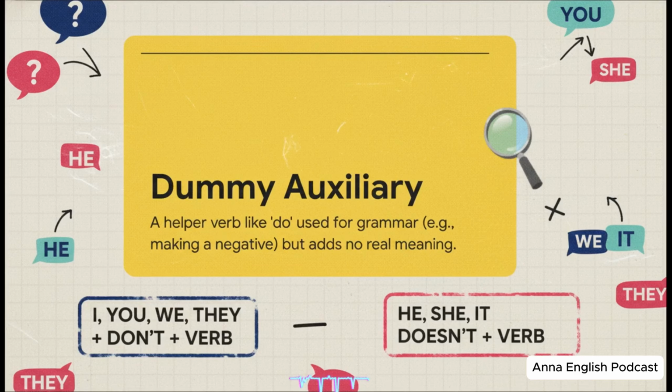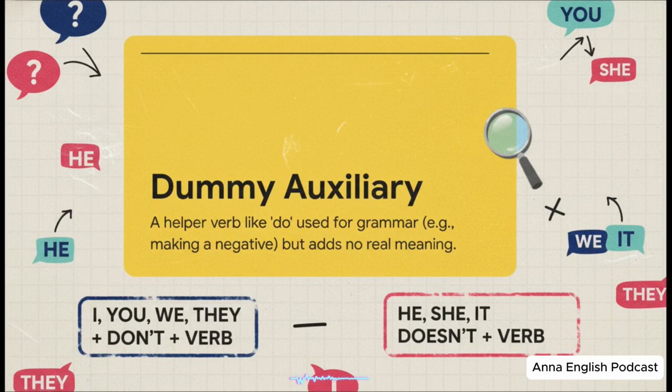Now, in grammar, they're sometimes called dummy auxiliaries, which is kind of a funny name, right? Think of them like this. Their only job is to jump into a sentence and make it negative. That's it. They don't add any other meaning, they're just there to help. So how do you know which one to use? Well, the rule is really simple. It all comes down to the subject of the sentence. If the subject is I, you, we, or they, you're going to use don't. If it's he, she, or it, you use doesn't. Seriously, that's the whole rule. Let's see how it works.